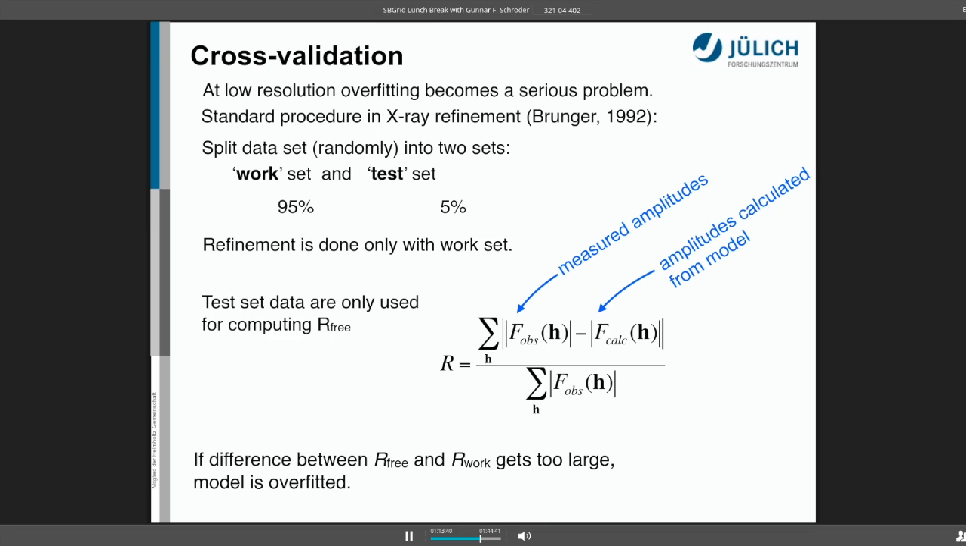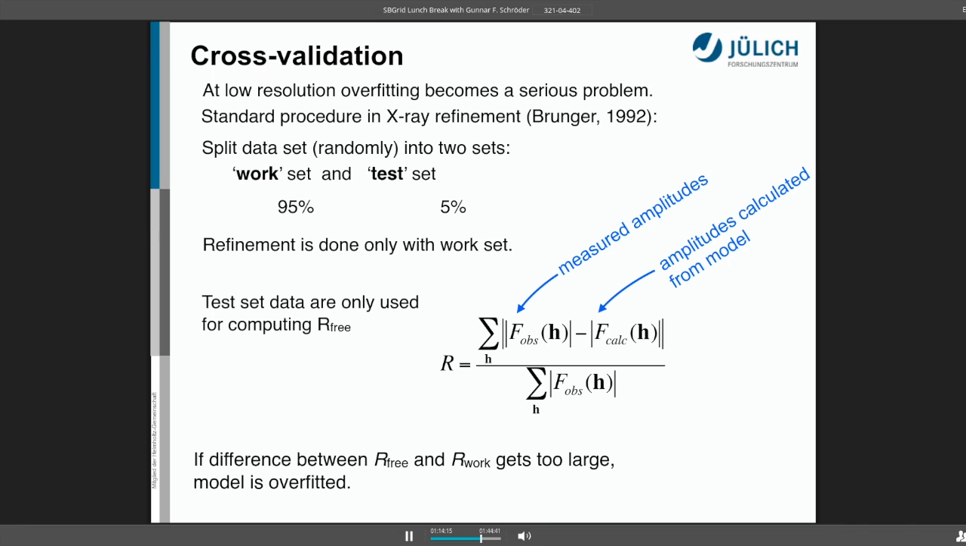The idea is you split your data set into two sets, one working set and a test set. The test set doesn't need to be large; it only needs to be large enough to give a significant validation value. In crystallographic refinement, you typically look at the R value. This is defined here, and it gives the deviation of your measured amplitudes from the calculated amplitudes from your model.